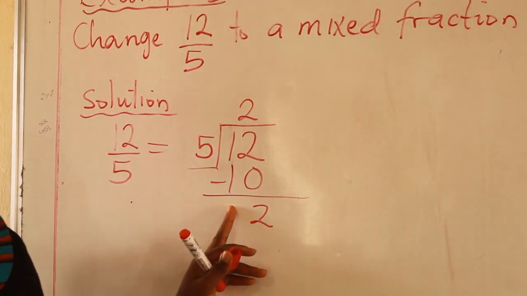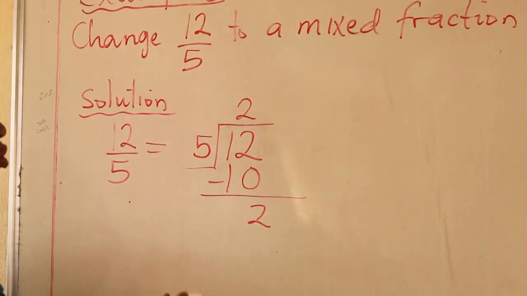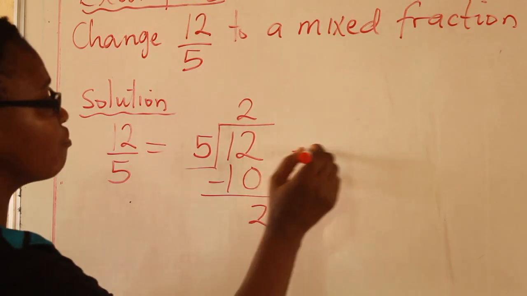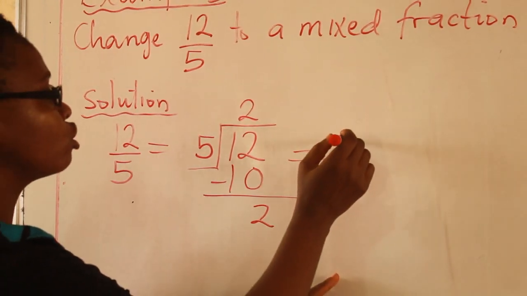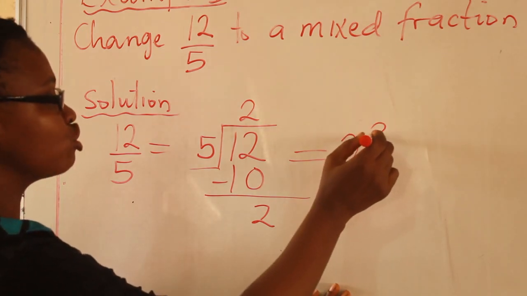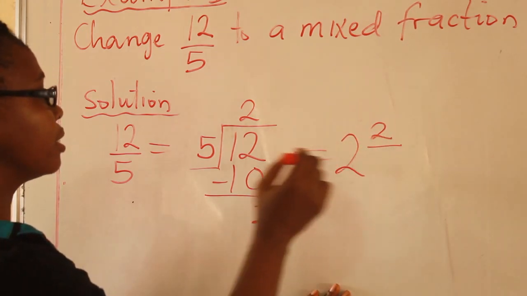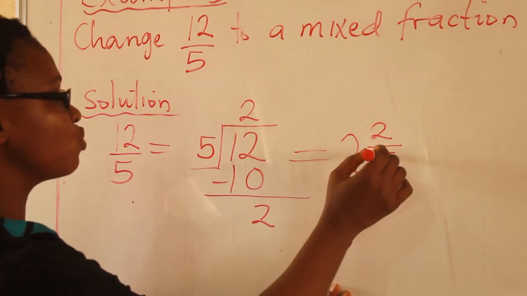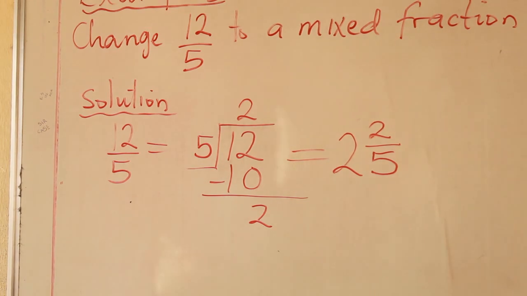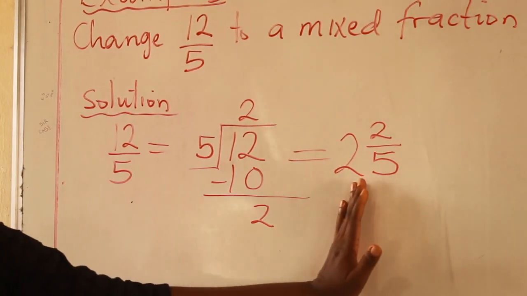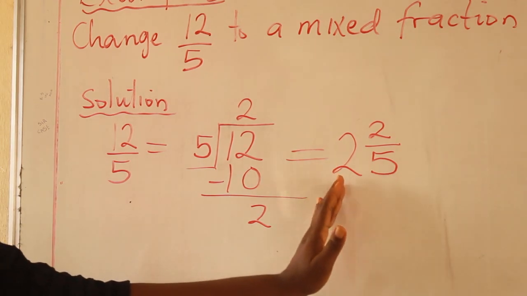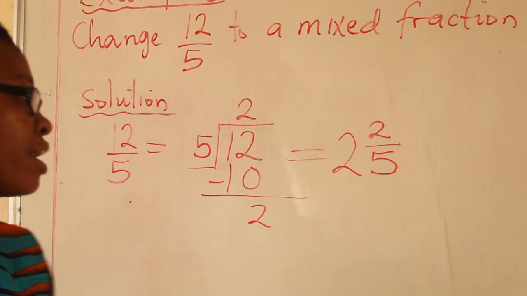You're not going to write that 0 down here. So we look at it that 2 divided by 5 can no longer go. So our final answer will give us 2 on top. The remainder will now serve as your numerator. And then your denominator 5, which you used in dividing, will go back as your denominator. So we have this answer, 2 whole number 2 over 5.